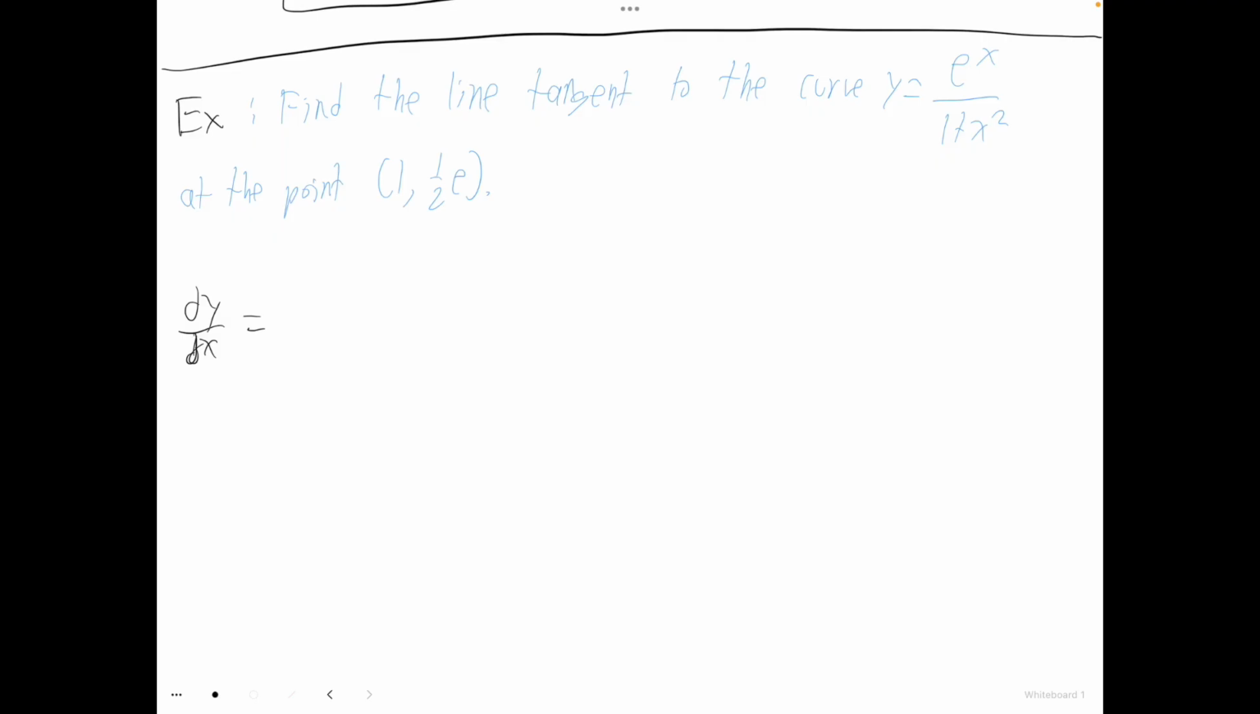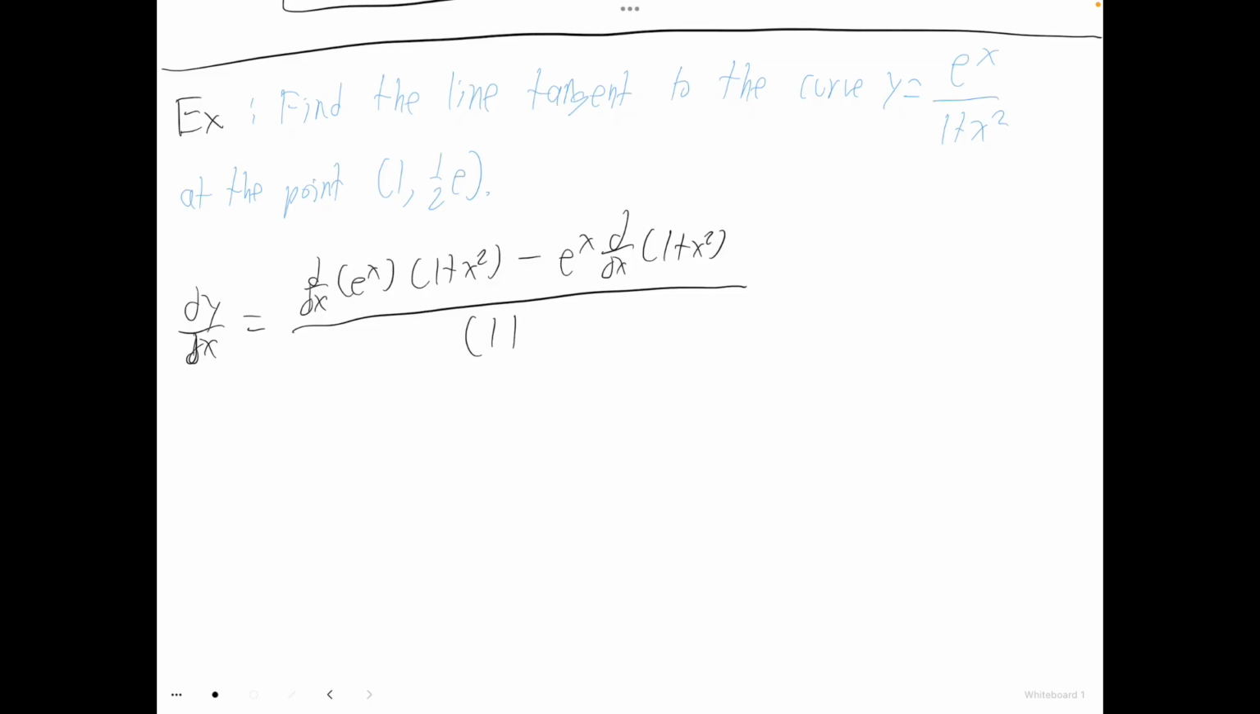So we're going to do the same thing as before. We take the derivative of the top, which is the derivative of e to the x, times the bottom, which is 1 plus x squared, minus the top, which is e to the x, times the derivative of the bottom, all divided by the bottom squared.